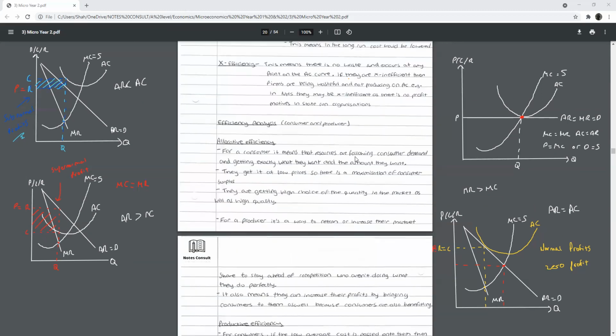Okay, so we can look at these different types of efficiencies further. So allocative efficiency. For a consumer, it means that resources are following consumer demand and getting exactly what they want and the amount they want. They get it at low prices, so there is maximization of consumer surplus. They are getting high choice of quantity in the market as well as high quality.